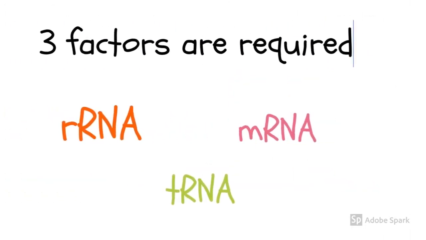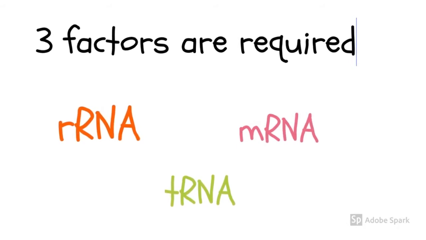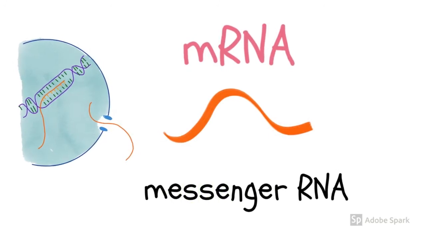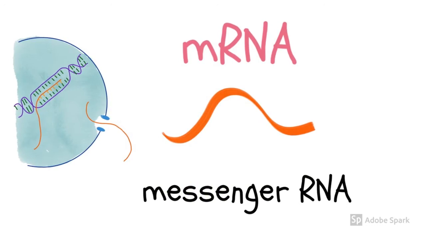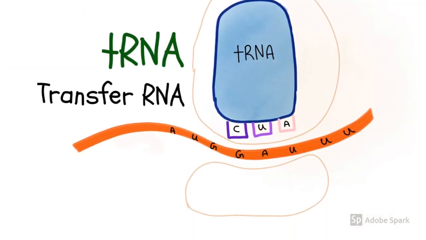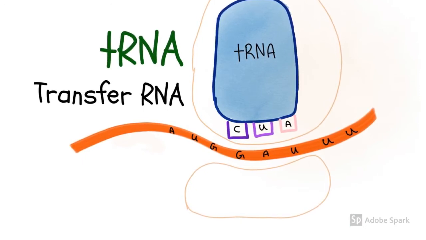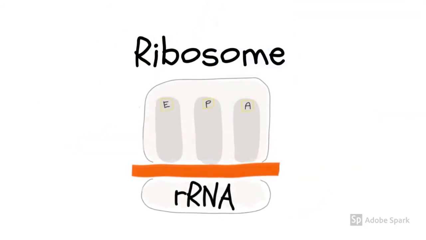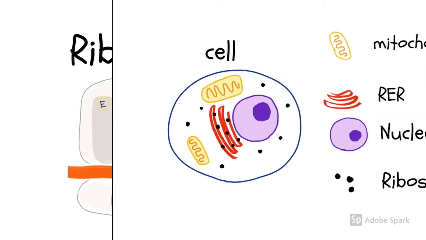Three factors are required in this process: mRNA, tRNA, and rRNA. mRNA, or messenger RNA, is an RNA that is produced from the transcription step. Transfer RNA, or tRNA, are molecular bridges that connect the mRNA codon to the amino acid it encodes. rRNA, or ribosome, has the main function in producing protein in living cells.